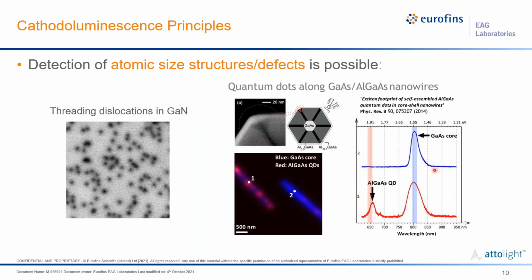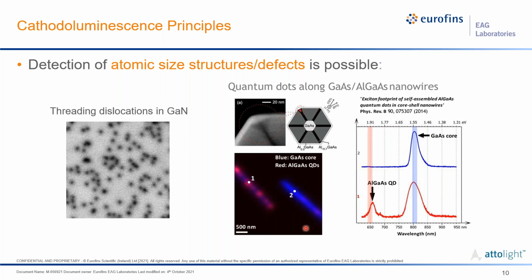Another example here is looking at quantum dots along a gallium arsenide GaAs nanorod, for instance. Here you can see the specific emission around 650 of the quantum dots along this particular nanorod. This one has a lower concentration, and here's the GaAs core. So we can see these very small 20 nanometer or so quantum dots, although they're much smaller than our effective probe size.